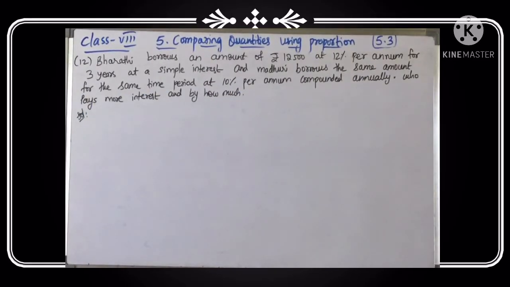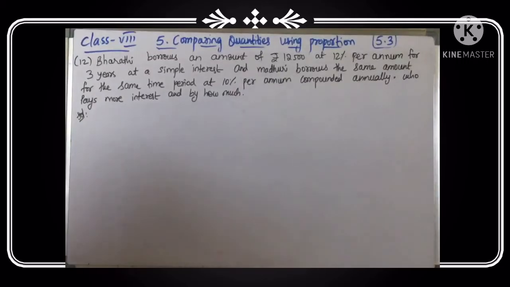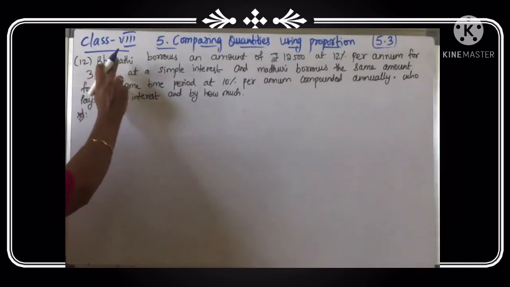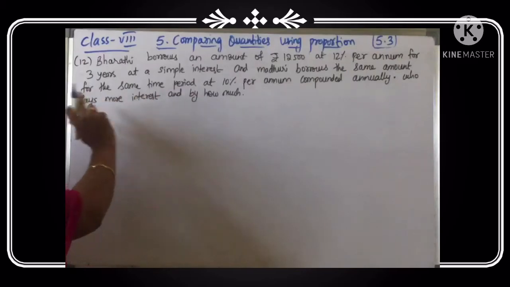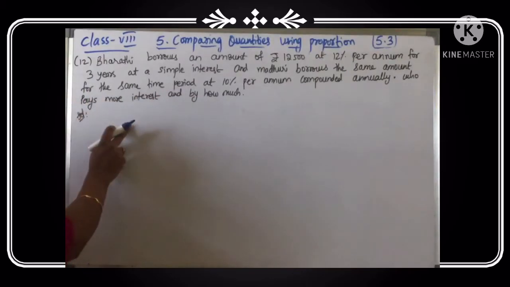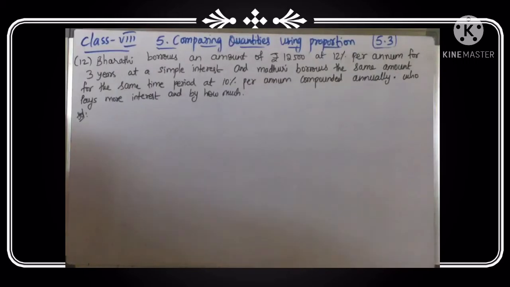Coming to 12th question, children. Bharati borrows an amount of 12,500 at 12% per annum for 3 years at simple interest. And coming to Madhuri, she borrows the same amount for the same time period at 10% per annum compounded annually. Who pays more interest and by how much? So very interesting sum. Bharati borrows amount for simple interest, whereas Madhuri borrowed amount for compound interest. Here time period is same, but the rate of interest is different.